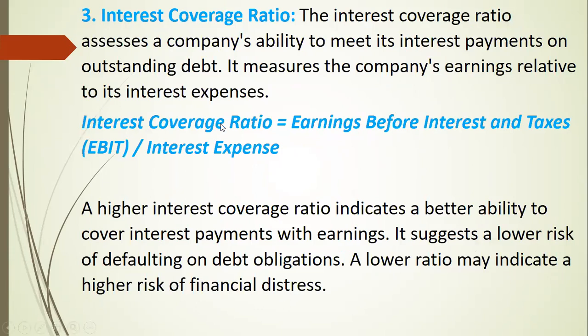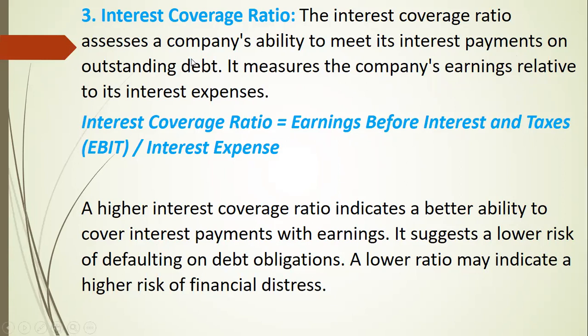Then another one that comes under solvency is the interest coverage ratio, which assesses the company's ability to meet its interest payments on outstanding debt. It measures the company's earnings relative to its interest expense. So company earnings will be earnings before interest and tax divided by interest expense, and you'll find the coverage ratio. A higher coverage ratio indicates a better ability to cover interest payments with earnings. It suggests a lower risk of defaulting on debt obligations. A lower ratio may indicate a higher risk of financial distress.